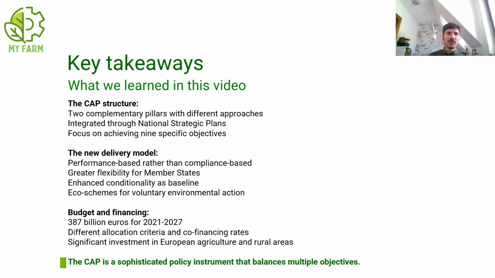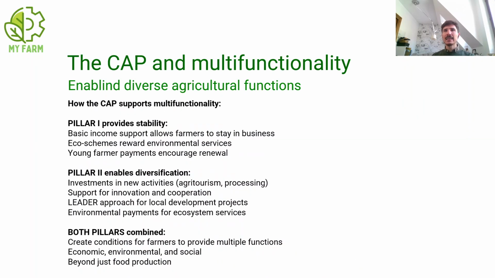In terms of budget, we have 387 billion for the current programming period, with different allocation criteria and co-financing rates depending on the member states, and this is a significant investment for European agriculture and rural areas because it absorbs 31% of the total EU budget. So the CAP is a sophisticated policy instrument that balances multiple objectives. There are many challenges behind these objectives, and we will see in the next lessons what they are.